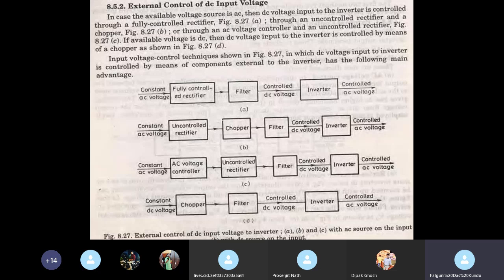And the third one is, as the DC input is decreased, the commutating capacitor voltage also decreases. Okay, so that has an effect on the circuit turn off time for a constant load current.